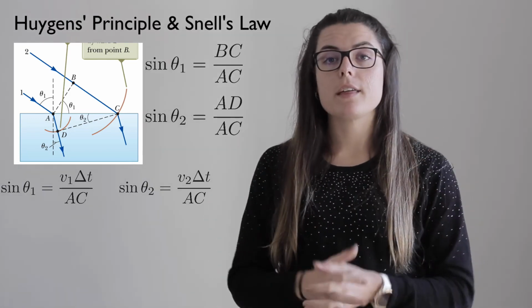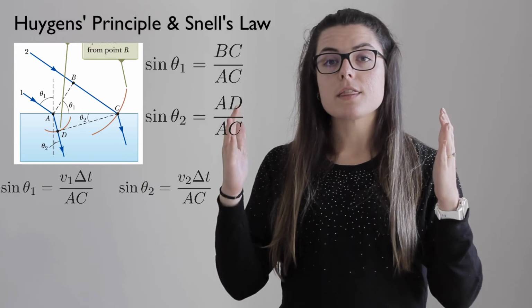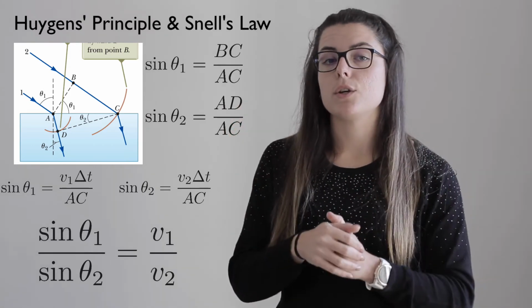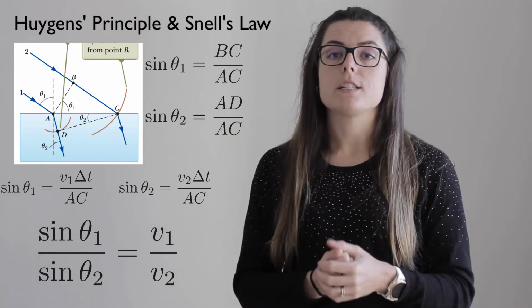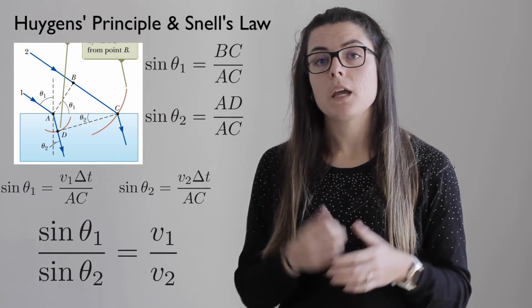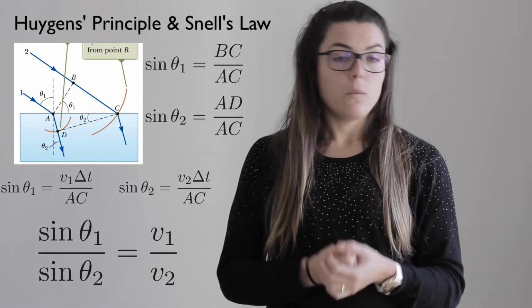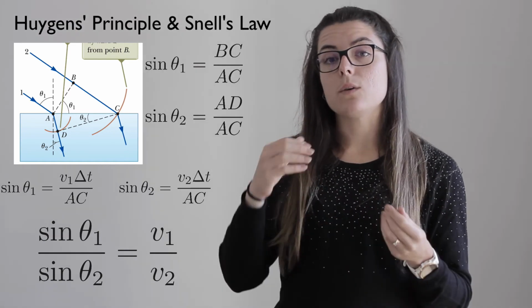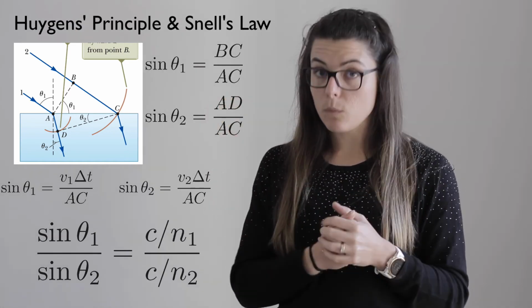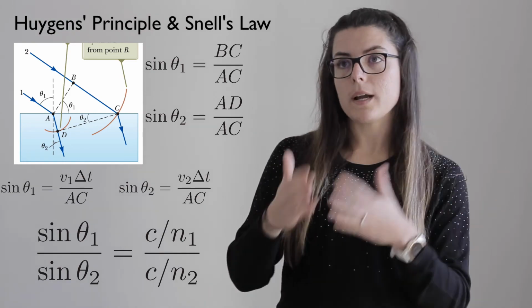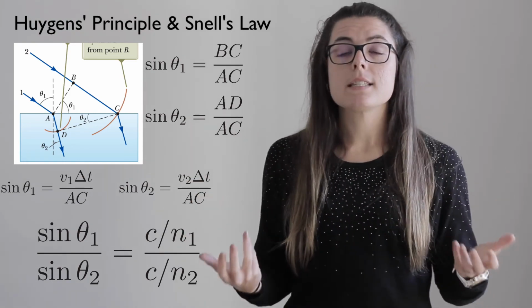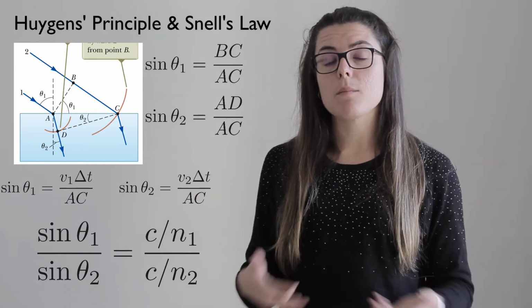So we can simplify this equation by saying sine theta 1 divided by sine theta 2 equals V1 divided by V2, because our delta t's cancel and the distance AC cancels. We also know that V1 equals c divided by n1, or n1 equals c divided by V1, and same thing with V2. So we can sub both of these in.